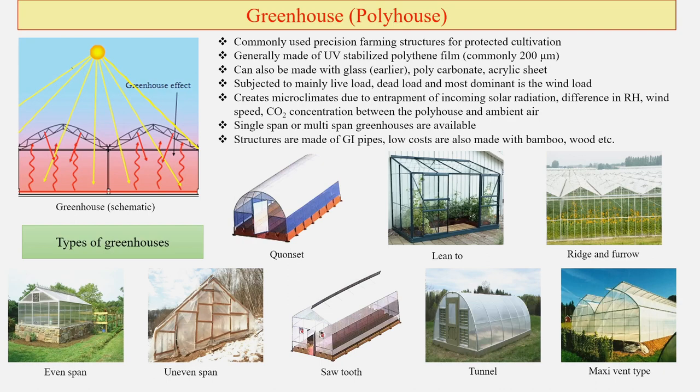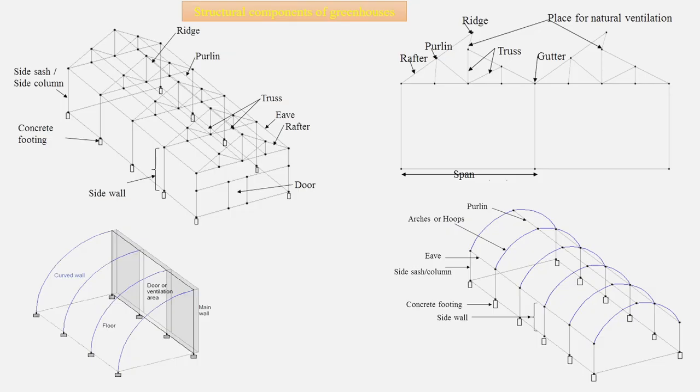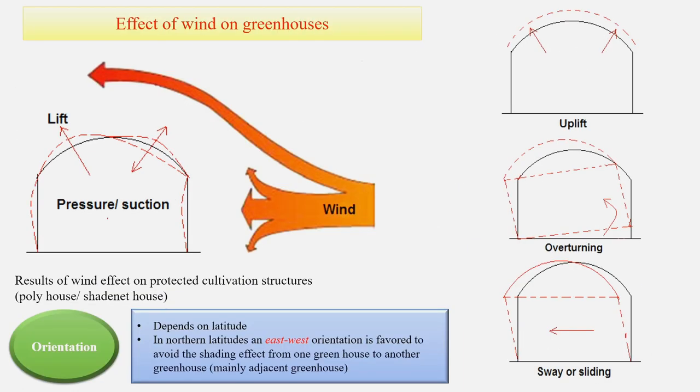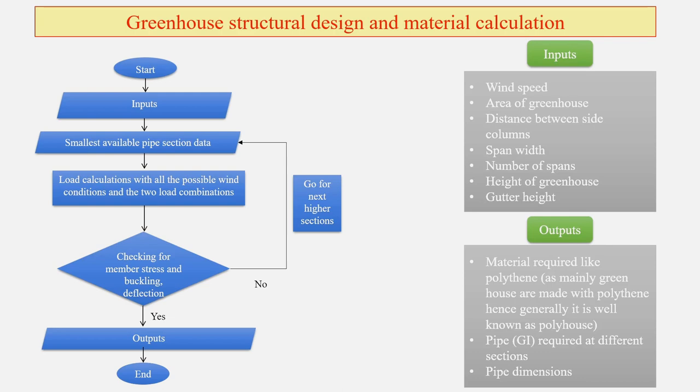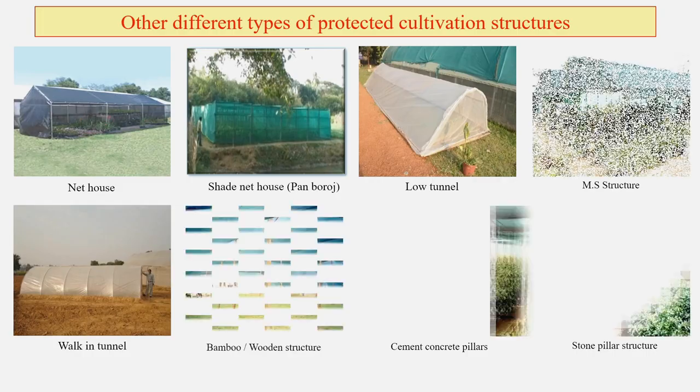There are also some precision farming systems we have discussed with the design and engineering aspects. So structural components of various greenhouses we have also discussed. We discussed how wind can affect these structures and how you should modify the structures and make them in such a way that your greenhouse remains relatively stable. Then we talked about various kinds of calculations of greenhouse efficiency, ventilation of air, maintaining humidity, etc. So these are the things we have also discussed.